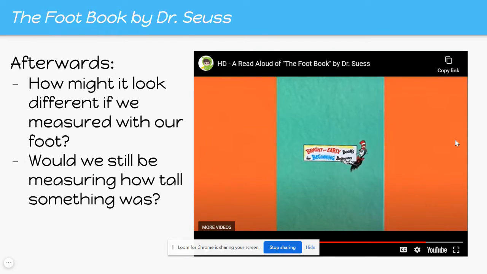You should have told them that if you use your foot, we are measuring how long something is versus how tall something is. Now, would we be measuring how tall something was? No, we would not be, friends, because our foot lays down. So when we're laying something down, we're measuring the length, which is the same as how long it is.